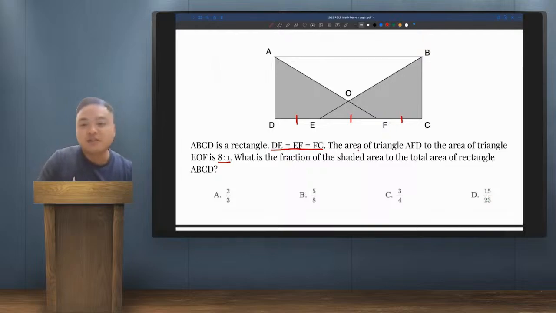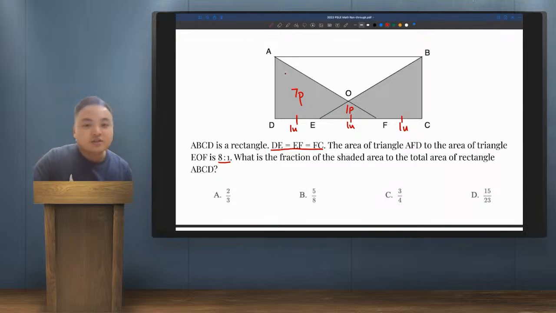Based on this ratio, AFD to EOF is 8 to 1. So this one is 1 unit, one part, then this area will be 7 parts. So in total the area of AFD is 8. And since DE equals EF equals FC, I call this one 1 unit. So total DC is 3 units.